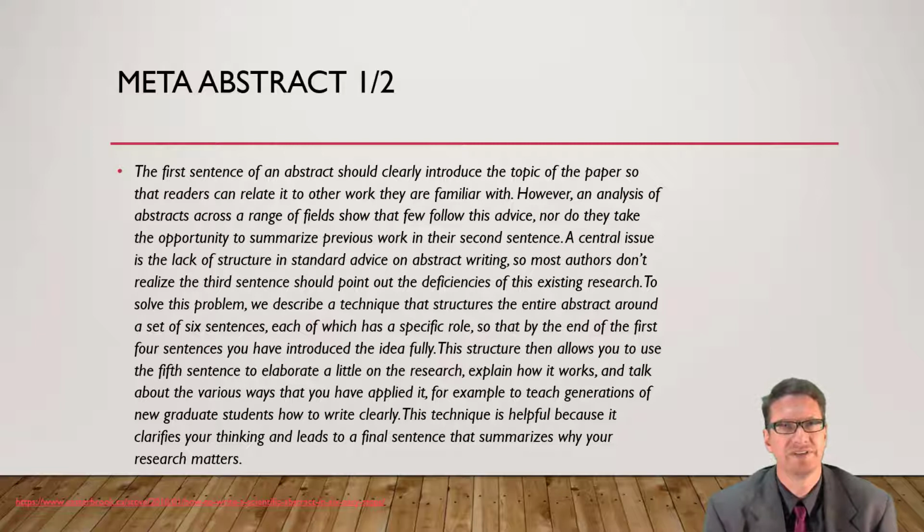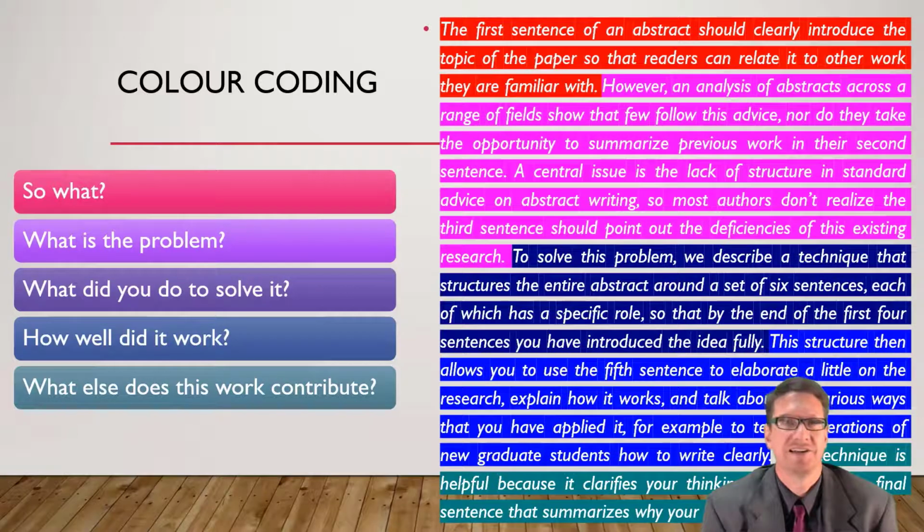At the moment, this looks like a large lump of text, and reading it may not automatically make you start thinking of what it's actually saying. But let's see what this text looks like when it's color-coded next to our frame. This makes things much clearer. Okay, the first sentence is a so what. The next couple describe the problem. Next one, what did you do to solve it? How well did it work? Gives you all of that. What does the work contribute?